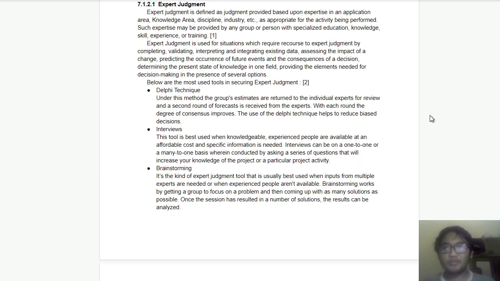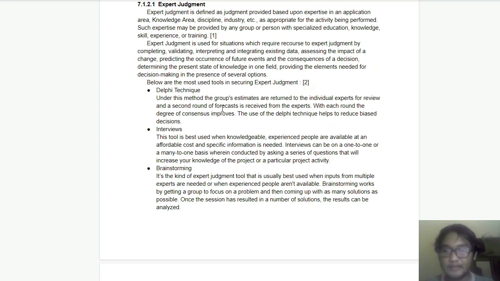To obtain expert judgment from the experts, there are 4 most commonly used techniques. The first is the Delphi technique. It is the method where the individual experts' estimates are returned for review, and the second round of forecasts is received from the experts. With each round, the degree of consensus improves. The use of the Delphi technique helps to reduce biased decisions.